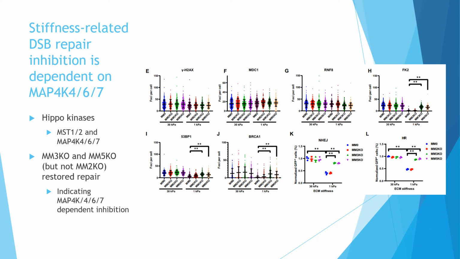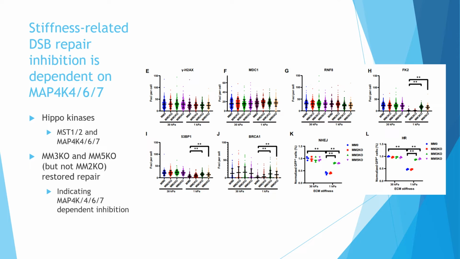So at this point, the researchers understood that low substrate stiffness was inhibiting double-strand break repair at the step where RNF8 mediates ubiquitin conjugation. But they then wanted to further explore this mechanism by seeing exactly what proteins or kinases this inhibition is dependent on. And so there's a class of kinases called hippokinases involved in these pathways. Specifically, these include MST1 and 2, as well as MAP4K 4, 6, and 7.